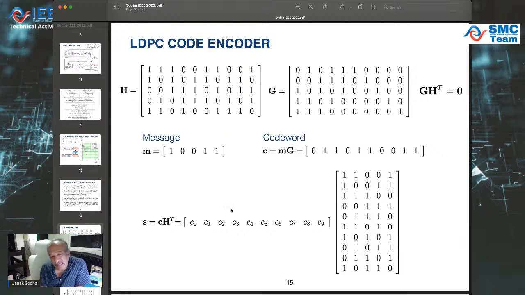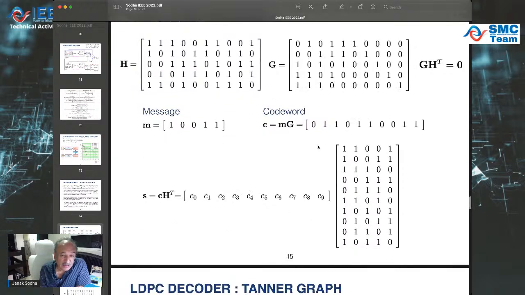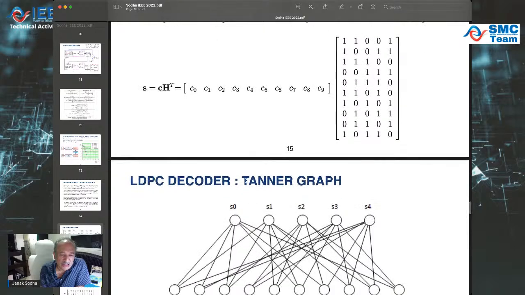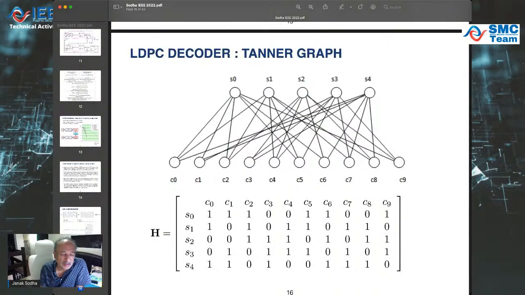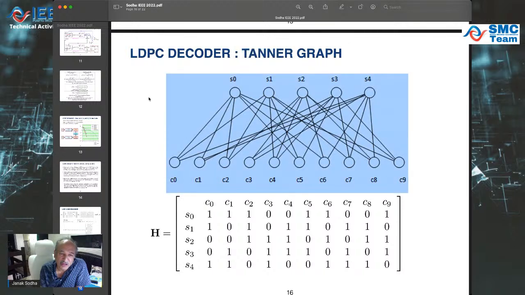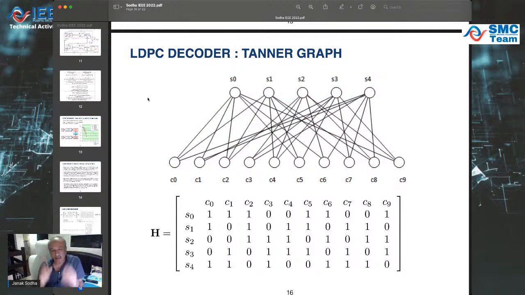If I was to represent these as code digits, these are my code digits, C0 to C9, and I multiplied by this. Then I could visualize that operation using what Tanner showed. This is what Tanner did, and it's called the Tanner graph in honor of his way of thinking. So if you take a look at the parity check code, I've labeled the columns as C0 to C9, and I've labeled the rows as S0 to S4.